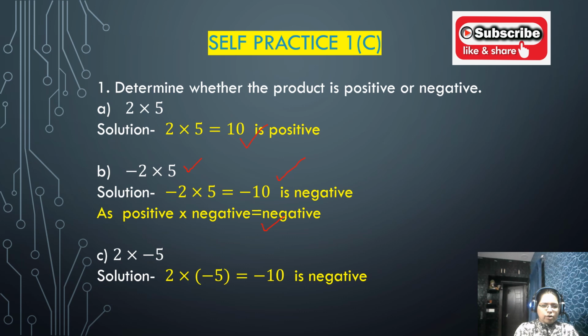C. 2 multiplied by minus 5. 2 is a positive integer and minus 5 is a negative integer. First we multiply the integers. 2 multiplied by 5 is 10, and we know positive integer multiplied with negative integer, we get negative integer. So place the minus sign before the integer 10. So 2 multiplied by minus 5 is minus 10, and minus 10 is a negative integer.